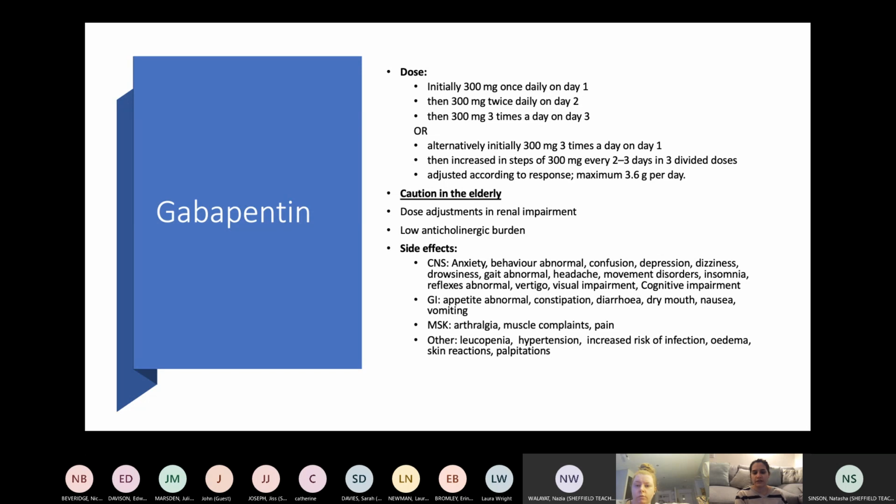Again, these are the common side effects in the BNF, not even the uncommon or the rare. I didn't put those in. So again, it just shows the range and how those could affect an older person. So confusion, cognitive impairment, visual impairment, think about the falls that this could potentially cause, gait abnormality.